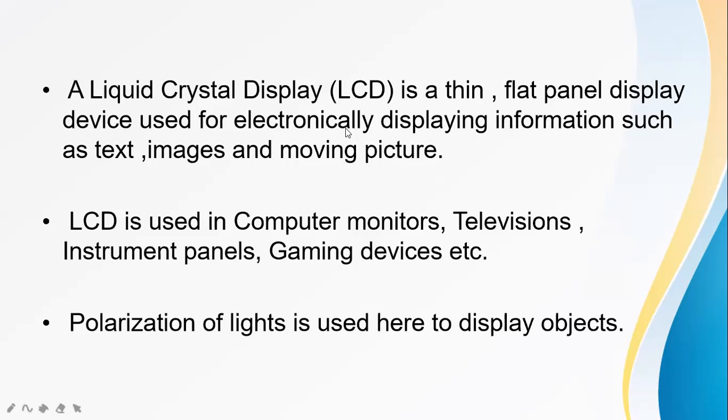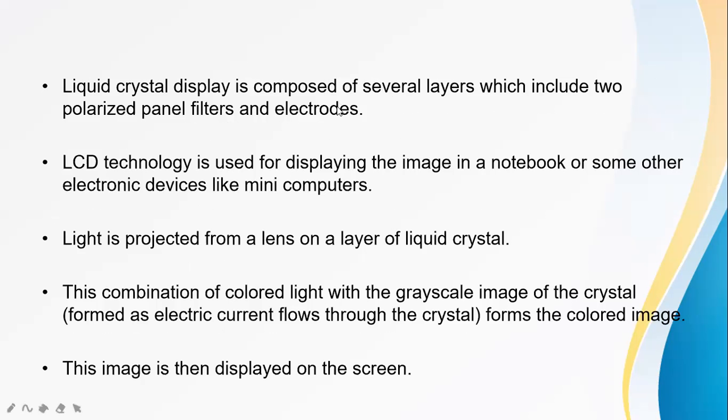Generally, if you want to display anything, we can use these displays. Televisions display movies and pictures, and notice boards display text and images. This LCD is used in computer monitors, televisions, instrument panels, gaming devices, etc. Polarization of light is used here to display objects. This liquid crystal display consists of several layers, which include two polarized panel filters and electrodes.